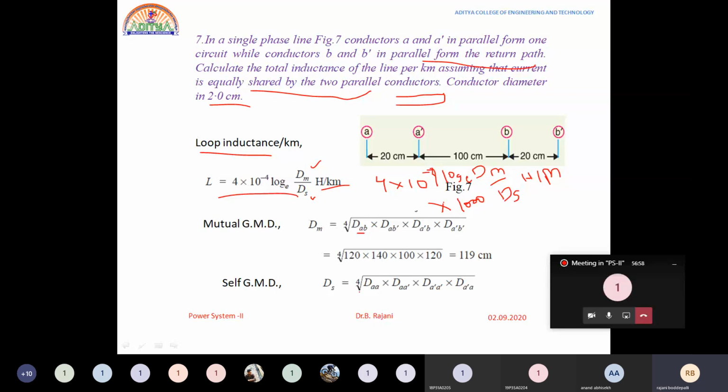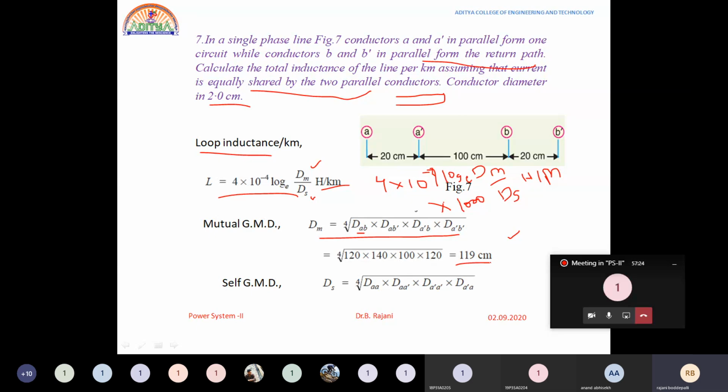DS1 is equal to, this is the mutual GMD finding. So A to B, here you are having only two conductors. So A to B and B to A you will be having. So mutual GMD is only one value. Why? Because AB, A B dash, A dash B and A dash B dash, we have all the combinations over here. This is only the one value we are getting, that is the mutual value, which is nothing but 119 centimeters.